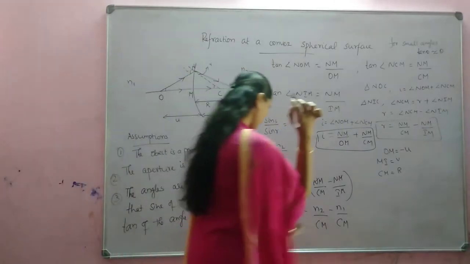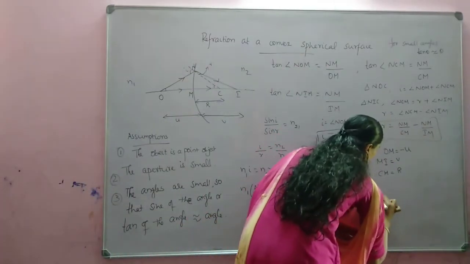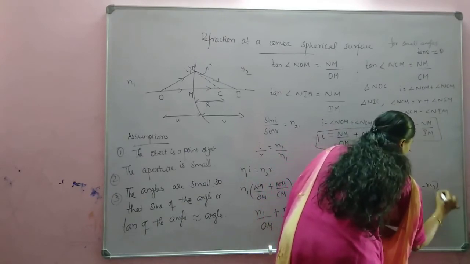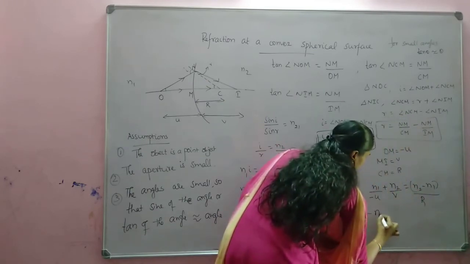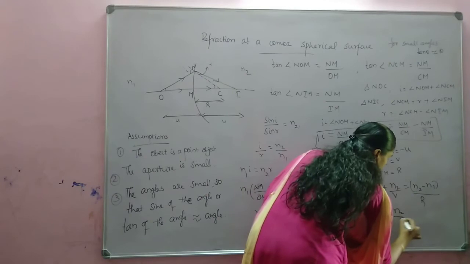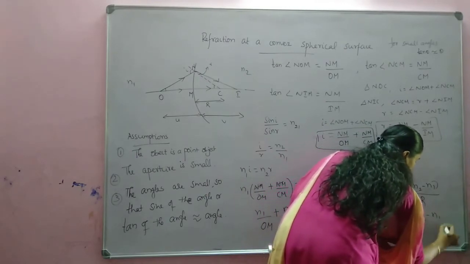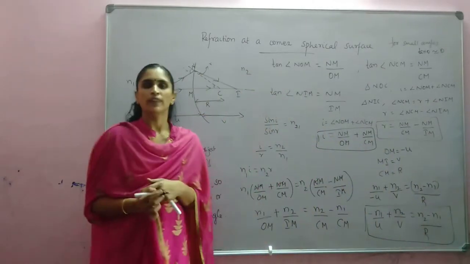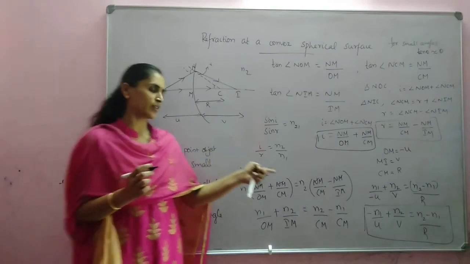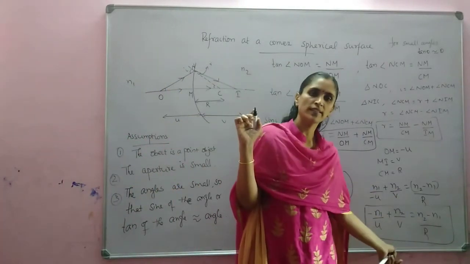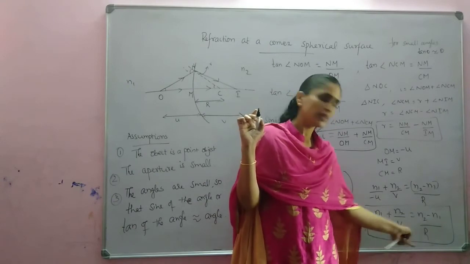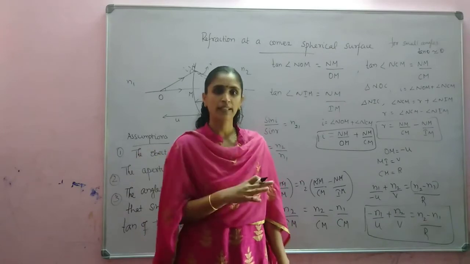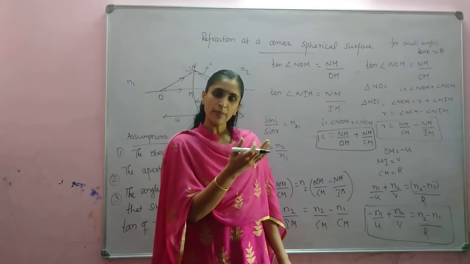So if you substitute here, what you will get? N1 by minus U plus N2 by V is equal to N2 minus N1 by R. So we can write minus N1 by U plus N2 by V is equal to N2 minus N1 by R. So this is the expression for the refraction of light at a convex spherical surface. Where U is object distance, V is image distance, R is the radius of curvature, N1 is the refractive index of first medium in which object is kept, N2 is the refractive index of the medium where image is formed.